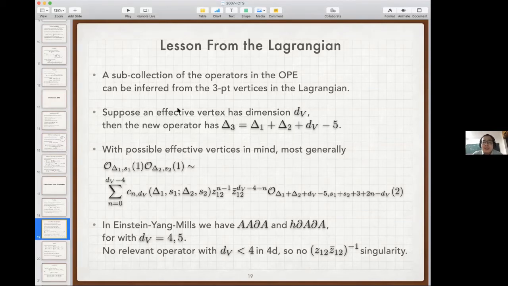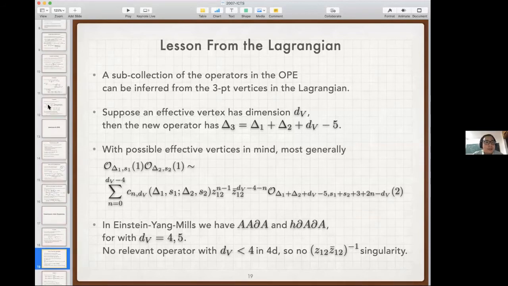And suppose we write down some effective Lagrangian and stare at a particular effective vertex. This vertex has a total dimension, and for this dimension, I'm actually talking about the classical dimension, just from simple counting in the Lagrangian. If this operator has a dimension which I denote as dv, then if you think a little bit about the scattering amplitude, it's very easy to observe that the new corresponding operator should have a certain dimension, which is related to the original two operators and the dimension of the effective vertex in this way. There's a simple relation between them.